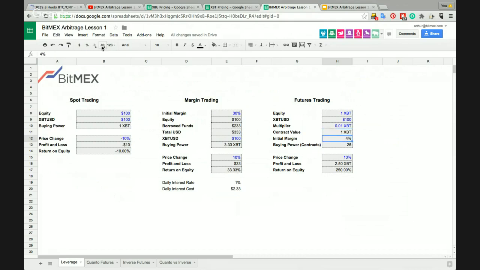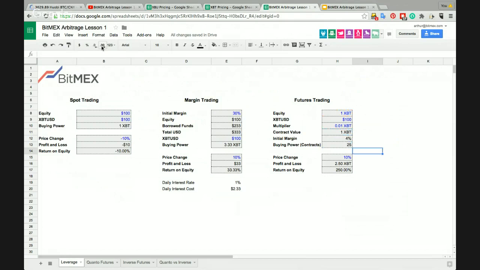Assume that the exchange says it will give you 25 times leverage, which means that you would place 4% down as initial margin, which means that you have a buying power of 25 contracts. And how we get that, if you look at the formula here, is we're dividing your equity by the actual initial margin.